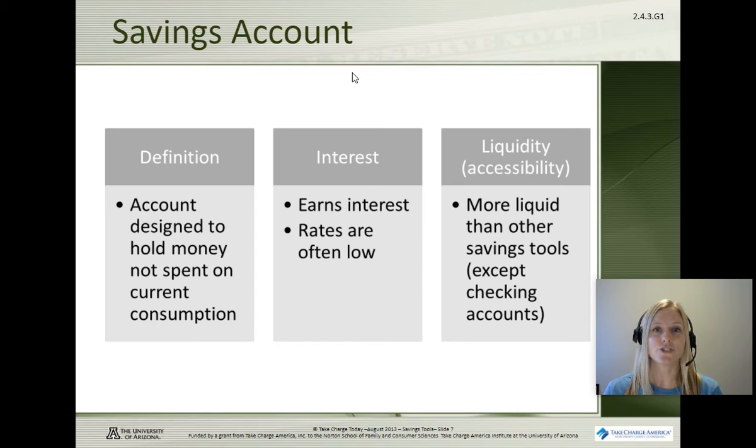Typically, savings accounts do earn interest. It's still very low compared to other savings tools that we'll go over, but it is typical that they earn something. And this would be more liquid than some other savings tools, but less liquid than checking accounts. And that's because a lot of times there are restrictions to how many times you can withdraw money out of your savings account in a month or something like that. There may be some fees built in, and therefore it's not as accessible as your checking account.